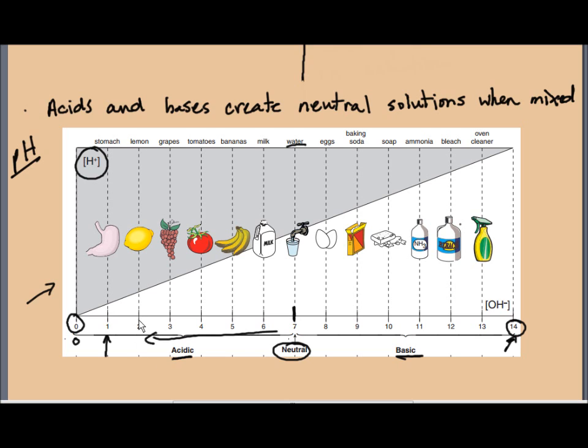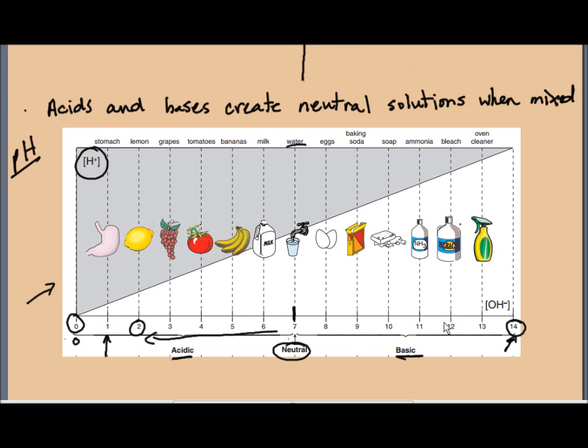But again, if you see number 2, we've got lemons. So citric acid is down there at a pH of 2, but it's at a low concentration. So it's not going to burn your skin, but if you've gotten it in your eyes, then yeah, it's definitely not going to feel too good because it has that low pH.